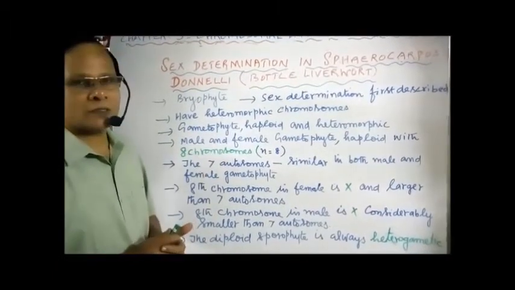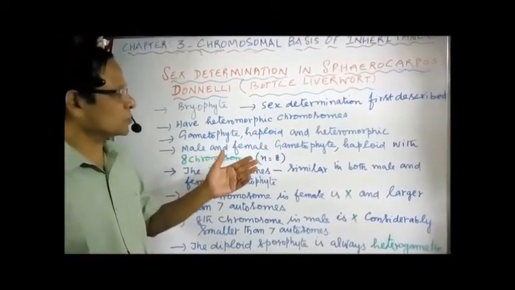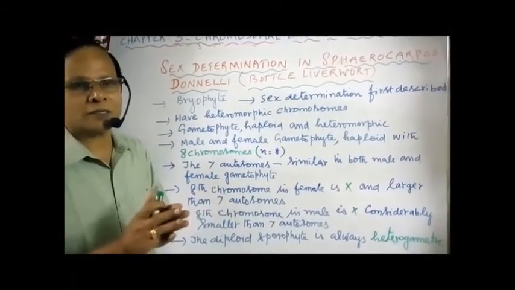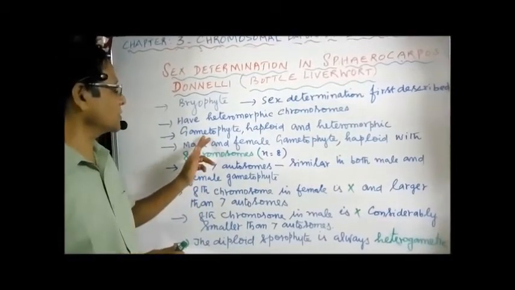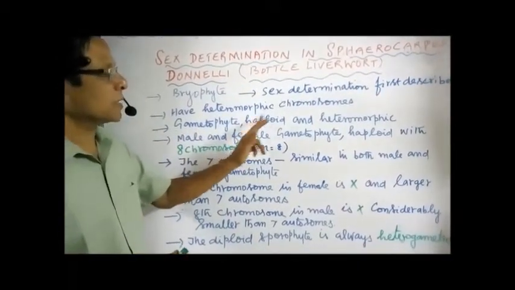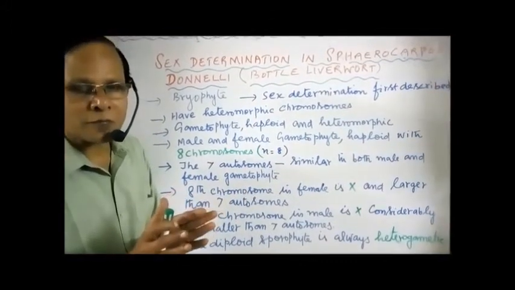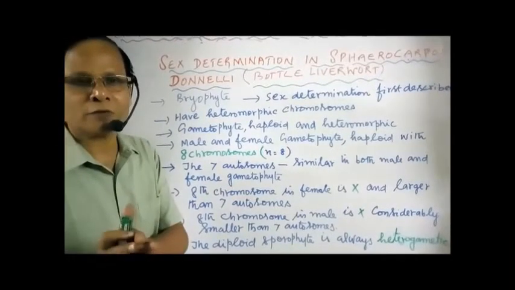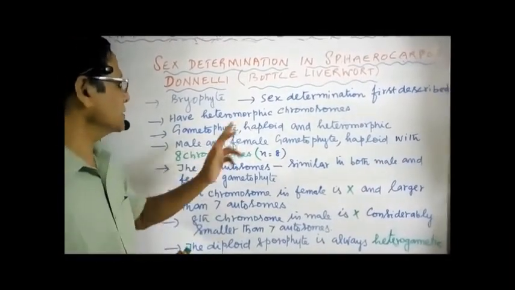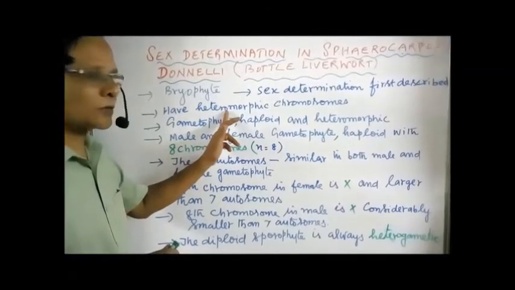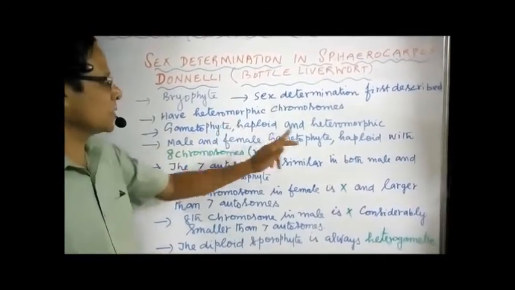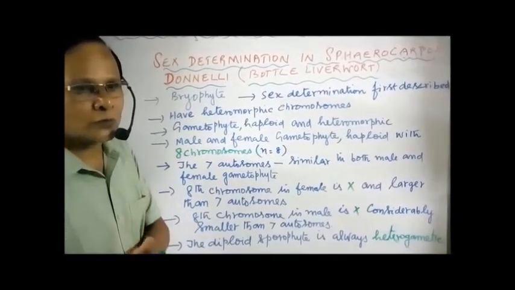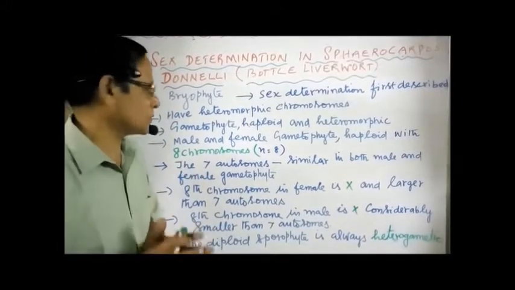Now the gametophyte is haploid and also heteromorphic, because we have female gametophyte and male gametophyte, and they are different in their external morphology. Heteromorphic means we have two different types of gametophyte: the male gametophyte with the Y chromosome, and the female gametophyte with the X chromosome.